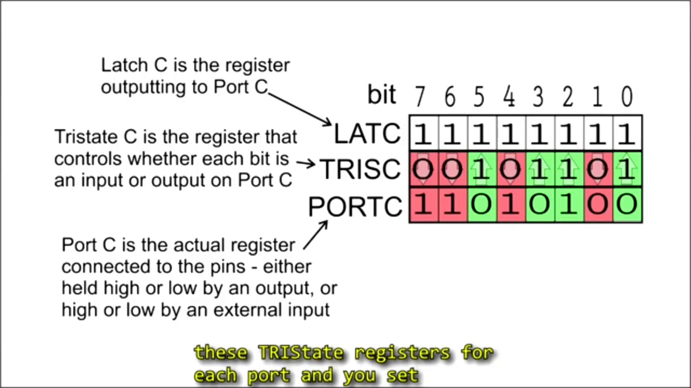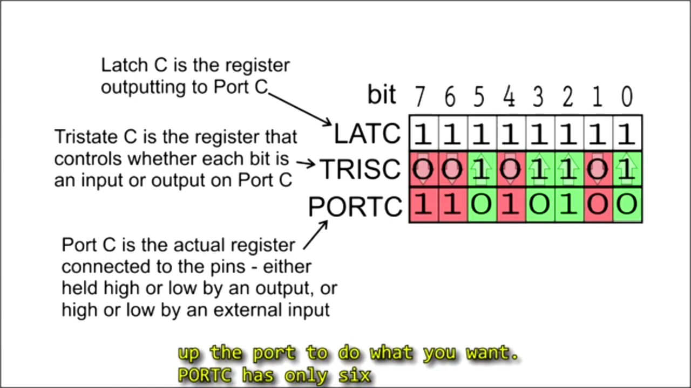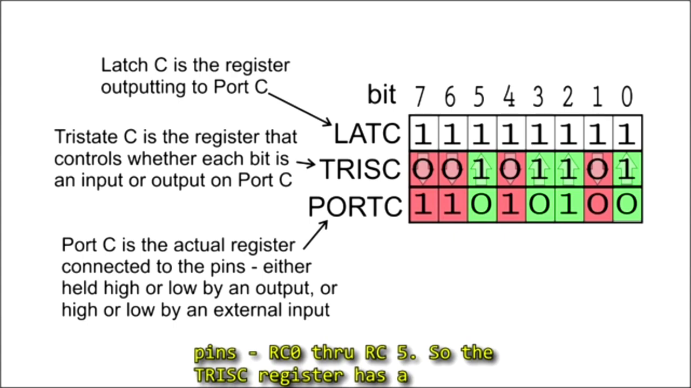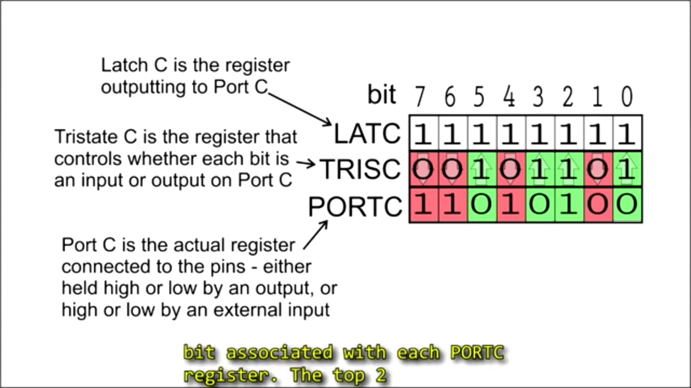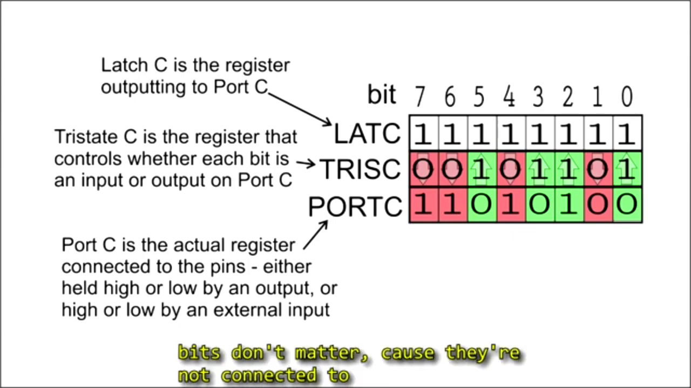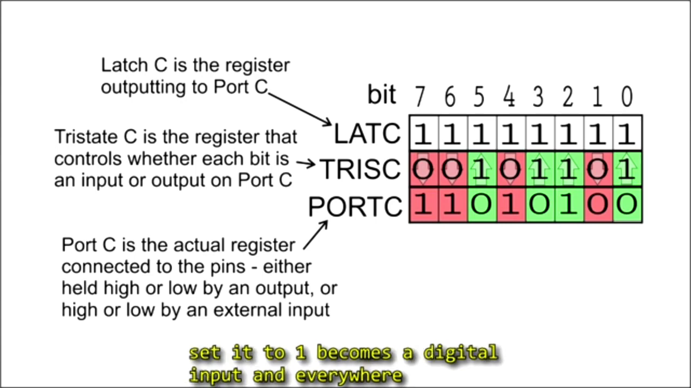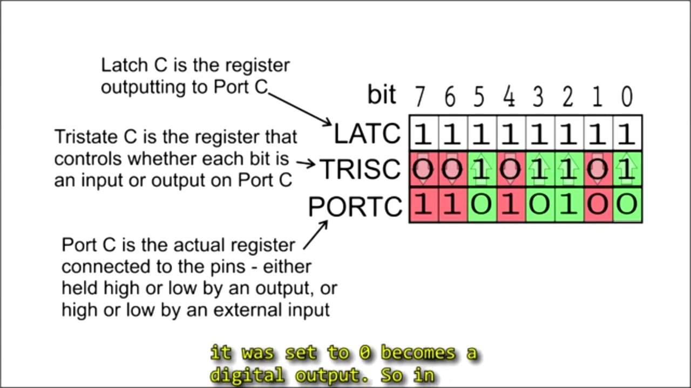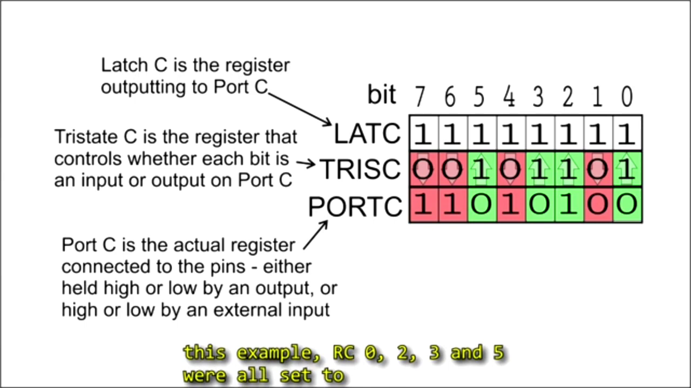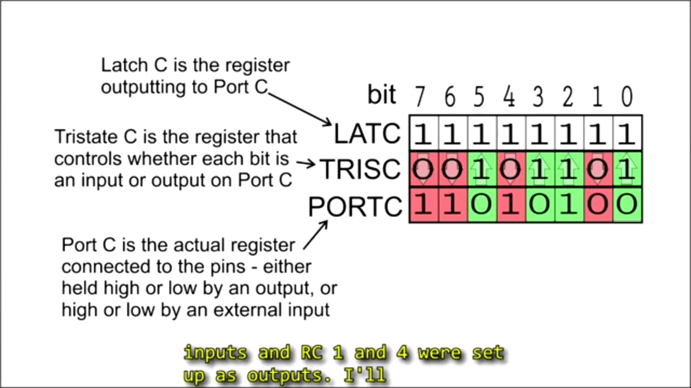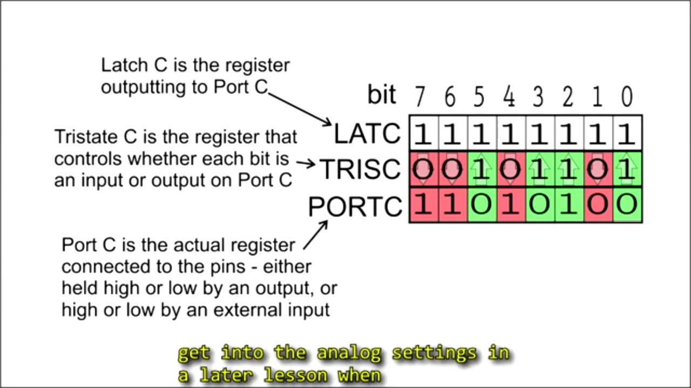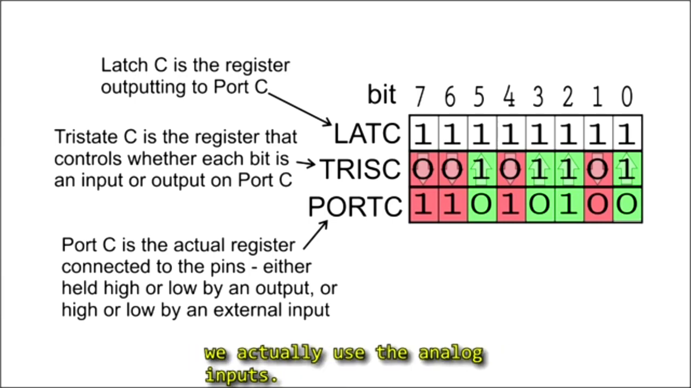So there are these specific tri-state registers for each port, and you set up the port to do what you want. Now, port C only has 6 pins, RC0 through RC5. So the TRISC register has a bit associated with each port C pin. The top 2 bits don't matter because they're not connected to anything anyway. So if I send a binary number of 001101101 to the tri-state C register, then everywhere I set it to 1 becomes a digital input, and everywhere it was set to 0 becomes a digital output. So in this example, RC0, 2, 3, and 5 were all set to inputs, and RC1 and 4 were set up as outputs. I'll get into the analog settings in a later lesson when we actually use the analog inputs.